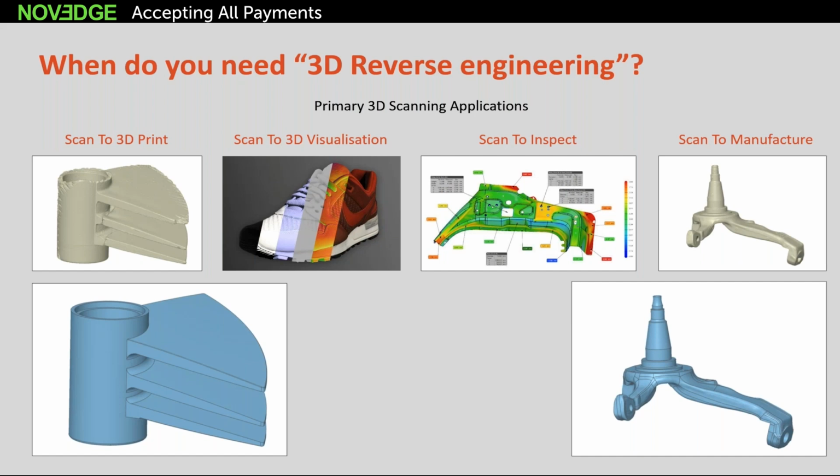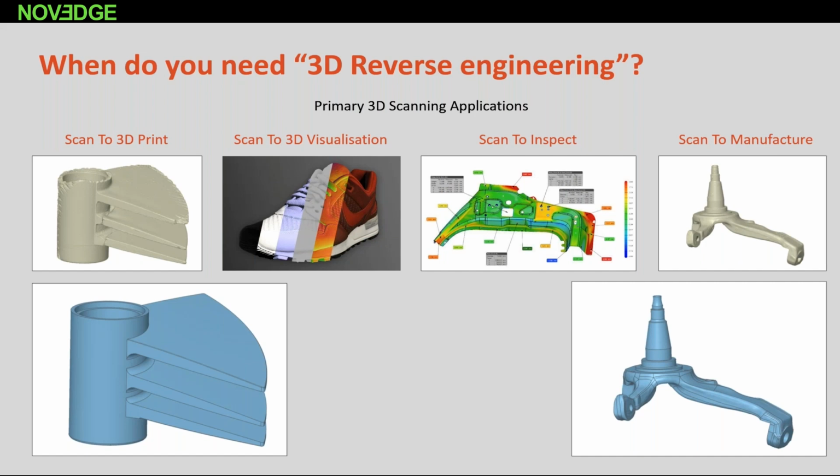First one is what we call scan to 3D print. You just scan an object, you probably scale the mesh, and then you send it to a printer. You don't need any CAD model or anything. You can just process this mesh in free software like Meshmixer, make it watertight, and send it to the printer. The next one is scan to visualization. This is not something that we understand as reverse engineering.